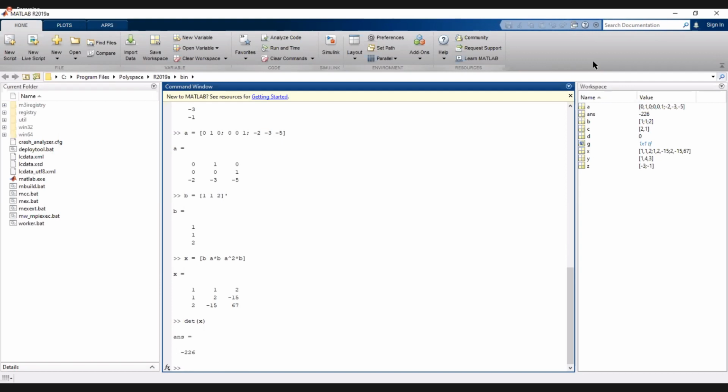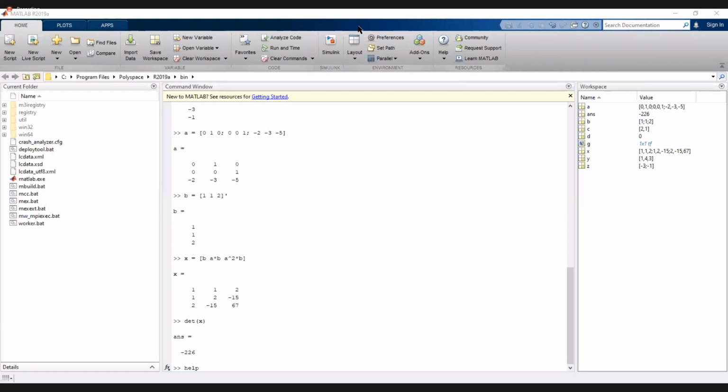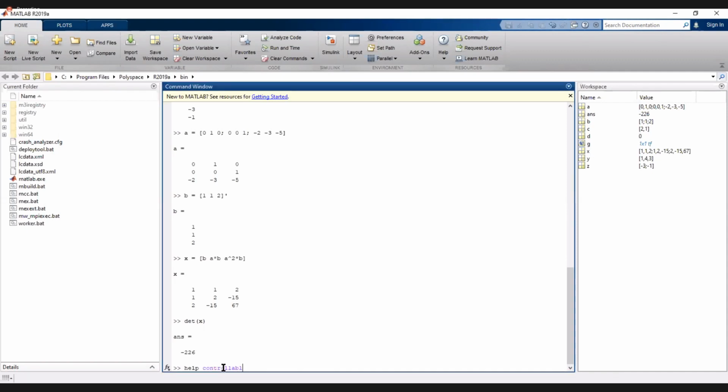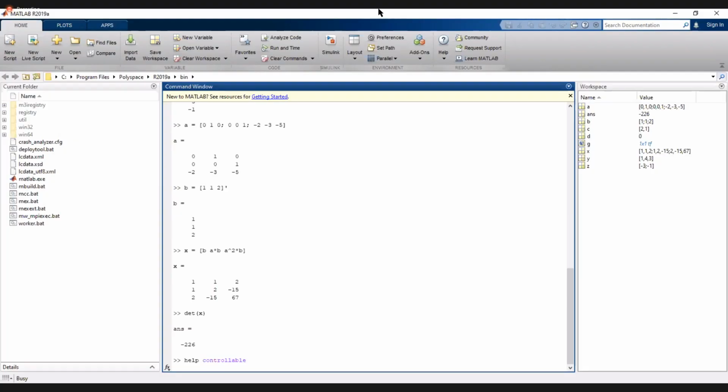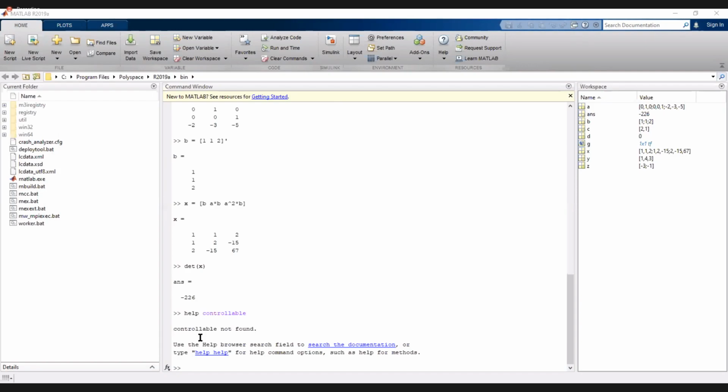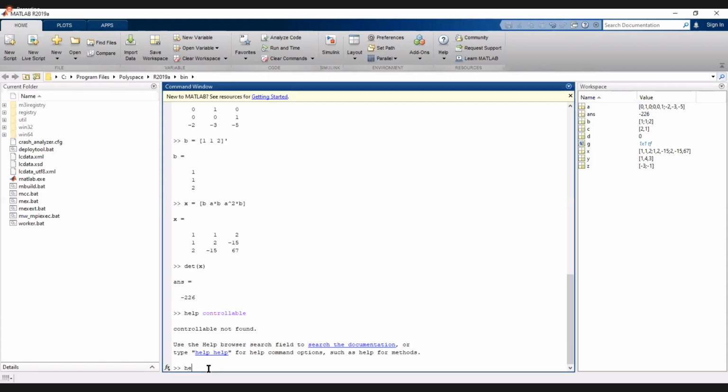All right. So I don't remember the command. Type in help controllable. Maybe the command is in the controllable function.